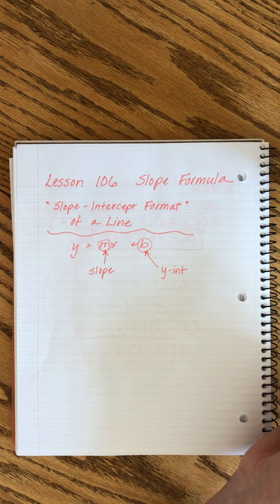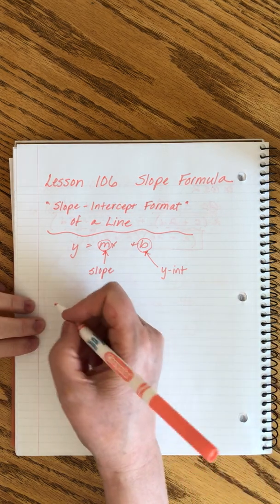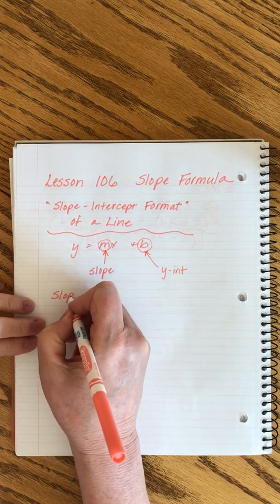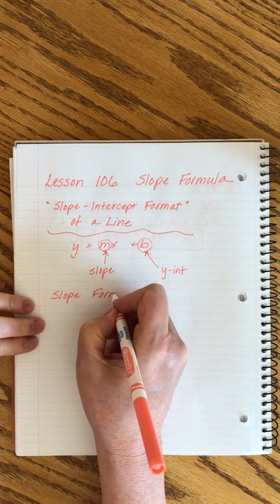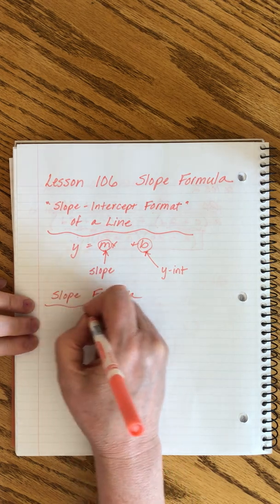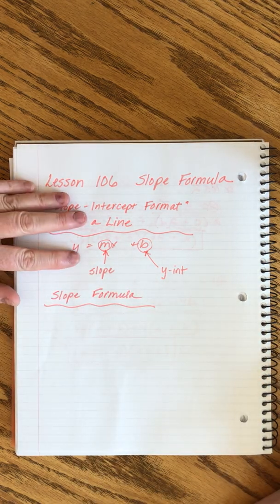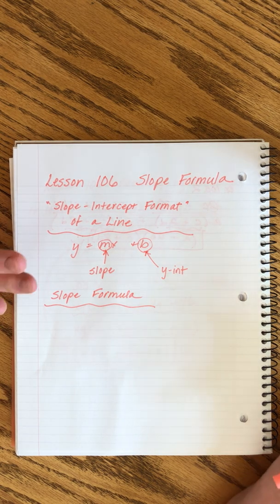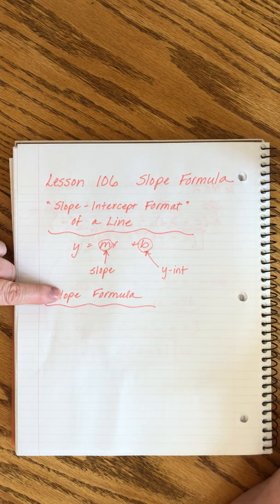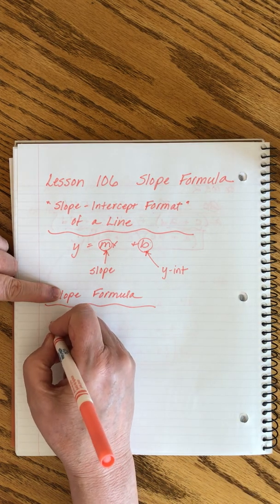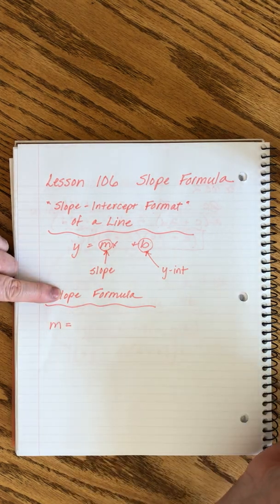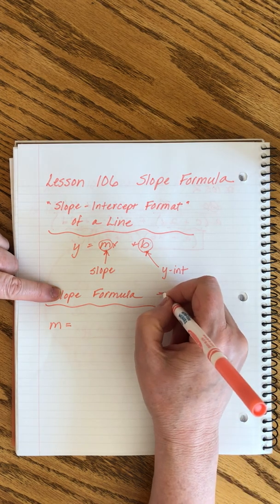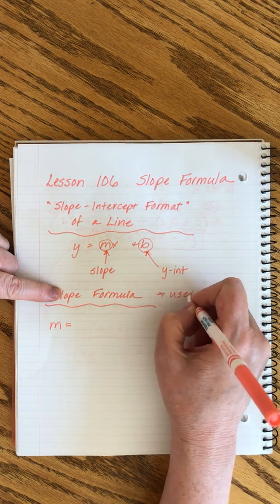Today we're going to get a new tool. Today we're going to get something called slope formula. Okay? And that's why I took a moment to review the fancy name for this, because slope formula is not the same thing as the slope-intercept format of a line. I know, it's confusing, but this is a formula we can use to find the slope when we have 2 points. So that's what it's used for. Let me write that down.